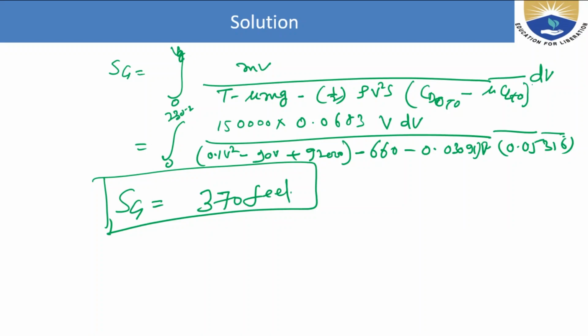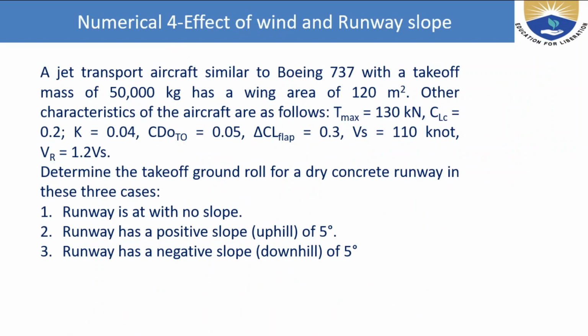So now we will see the next problem, that is problem number 4. A jet transport aircraft similar to Boeing 737 with a takeoff mass of 50,000 kg has a wing area of 120 meters square. Other characteristics of the aircraft are Tmax is equal to 130 kilonewtons, CLC is equal to 0.2, K is equal to 0.04, CD naught takeoff is equal to 0.05, delta CL flap is equal to 0.3, Vs is equal to 110 knots, VR is equal to 1.2 Vs. Determine the takeoff ground roll, runway length and all.